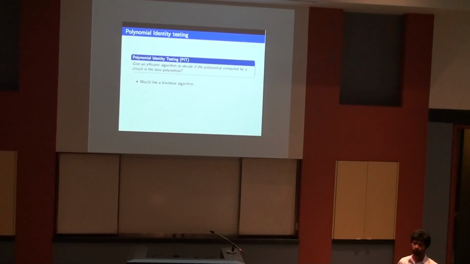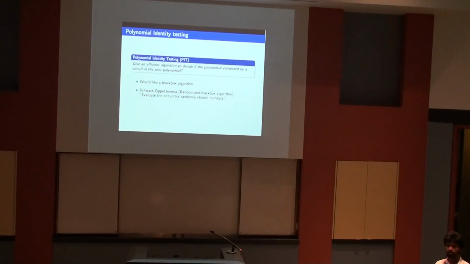What does this mean? This means you don't want to look inside the circuit. You just want to be able to evaluate the circuit at certain numbers, and based on the evaluations at those numbers, you want to know whether the circuit computes the zero polynomial or not. This is kind of hard to hope for.